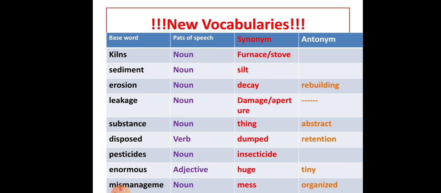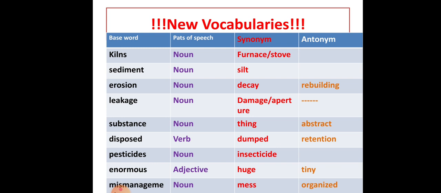That is kilns, ordinarily a noun, it means furnace or stove. Sediment is a noun also, it means silt. Another one is erosion. Decay, the meaning is decay, and rebuilding is the antonym. Leakage is also a noun, it means damage. Substance, it means thing, and disposed, it's a verb, and its meaning is dumped, and the antonym is retention.